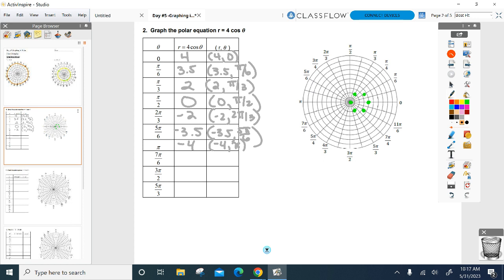But keep finishing here. 7 pi over 6, -3.5. And you'll notice if you go opposite 7 pi over 6, we've graphed that already. Are we seeing that? Because it's going to get a little bit more complicated by the end of class. 3 pi over 2 is 0. We've already graphed that at the pole.